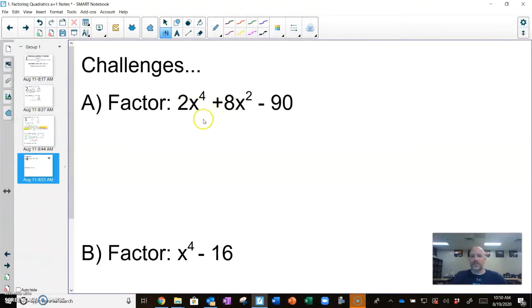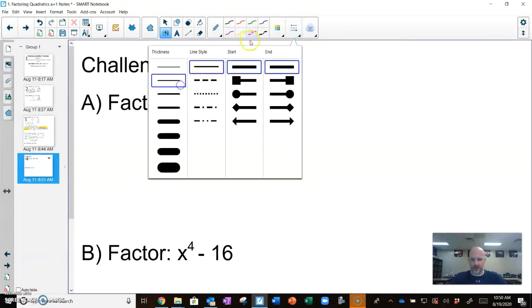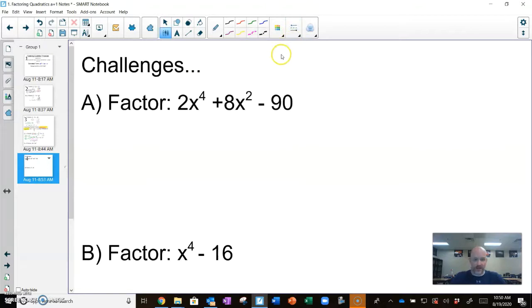All right, so for these next two problems, these are what we're going to refer to as the challenges. We are going to cover material like this a little bit later, but since we've already started talking about factoring quadratics where a is equal to 1 and difference of squares, this is as good a time as any to start looking at these. The big thing that I want you to take away from seeing problems like this is that everything we're doing is about breaking it down into smaller, more manageable pieces.